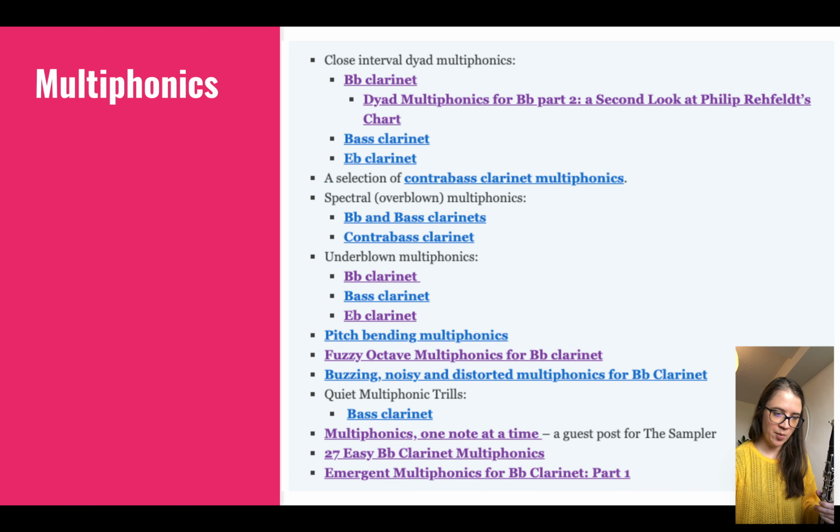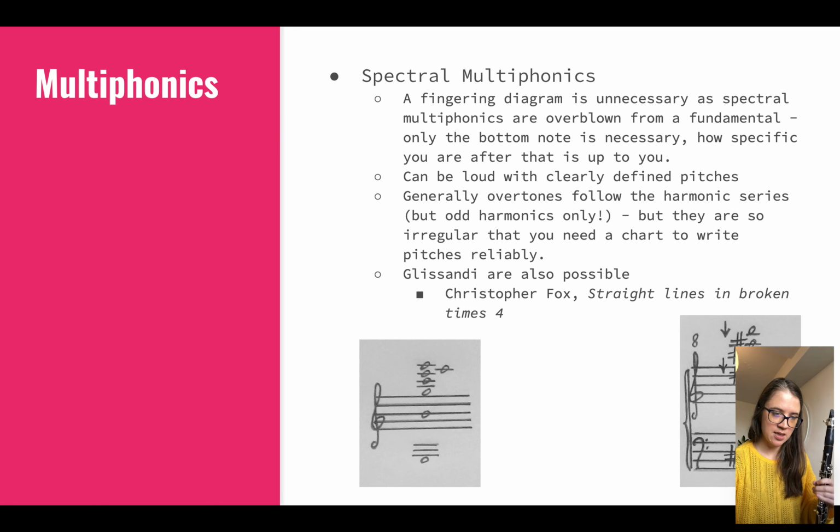Yeah, so here's a little bit more information about spectral multiphonics. With the spectral ones, you do not need to provide a fingering diagram, because they are all overblown by a fundamental. You can just write overblow. They can be very loud with clearly defined pitches. So you can sort of hear that generally the overtones in the multiphonic follow the harmonic series, kind of, but everything's quite irregular and out of tune. So it's worth looking at.